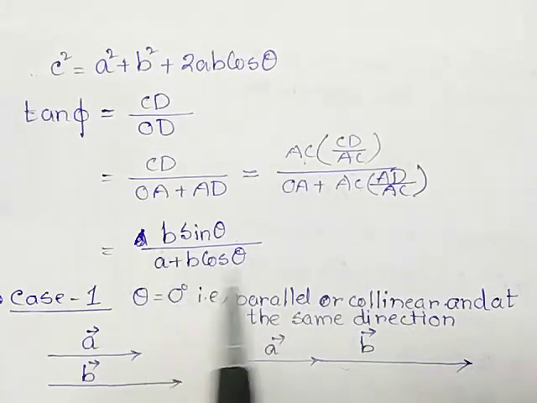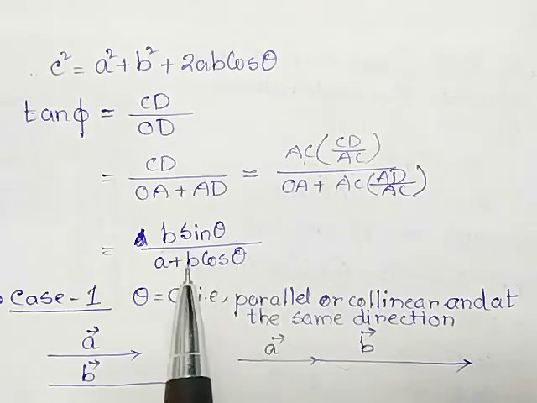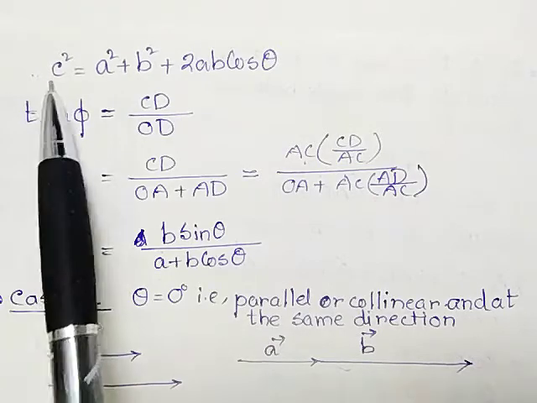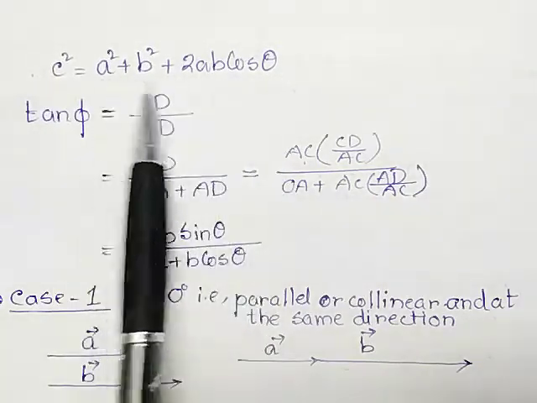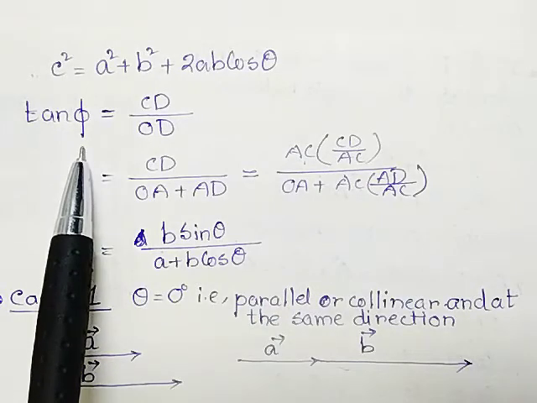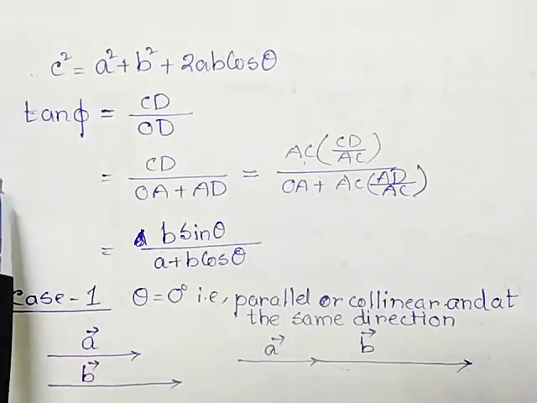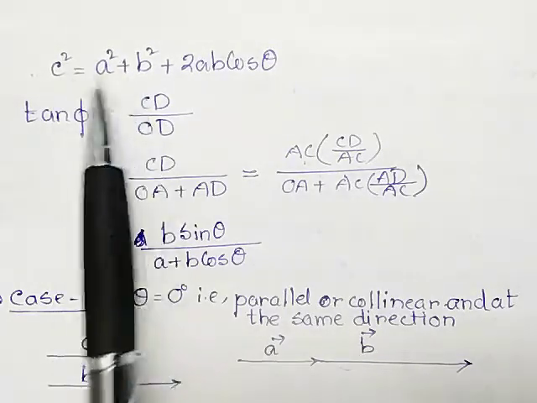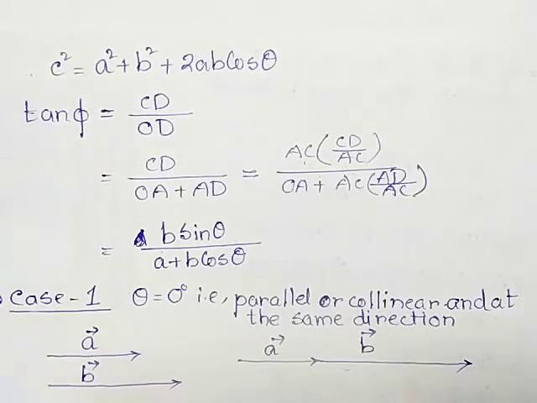So A, B and theta are known to us. That means vector A, vector B and the angle between A and B are known to us. So we can find the magnitude of the resultant vector from this relation, and the angle of the resultant vector with the A vector by these relations. Okay, so what are the usefulness or the implications of these relations in several cases of vectors, that we are going to show now.